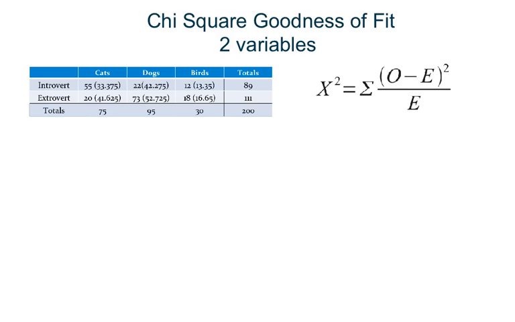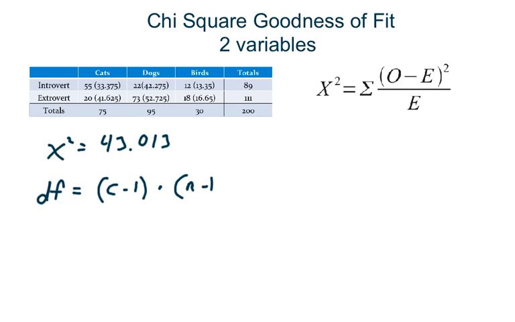All right, I cleaned things up a little bit. Remember now we have a chi-square of 43.013. Hopefully you got that as well. And now, once again, we have to simply compare our calculated chi-square to a critical value. And once again, this is also based on degrees of freedom. In a 2-variable chi-square test, the degrees of freedom is calculated by the number of columns minus 1 times the number of rows minus 1.